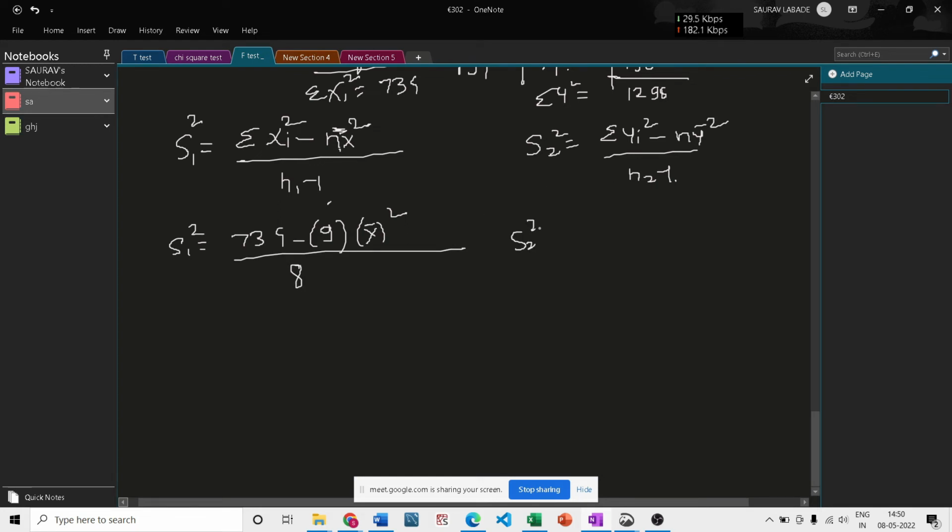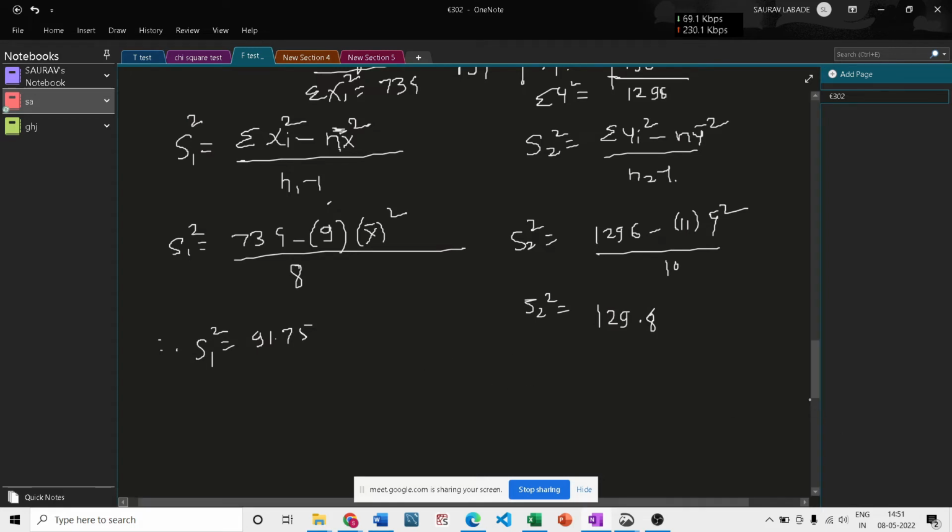Okay, s2 square is also the same, which is this value, right? 1296 minus, n2 is what? How many values? I think two values are larger there, right? So it is 11 values, and y bar square divided by n2 minus 1, that means 10, right? So after doing all this calculation, s1 square will be equal to 91.75, and s2 square will be equal to 129.8, right? So these are my values of s1 square and s2 square.